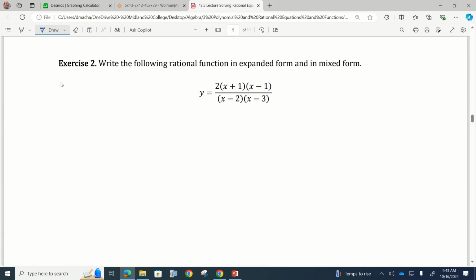And now to move on to your second exercise in your homework. We're going to take rational functions and then rewrite them in other forms. And this is going to be so easy because you've already done this with polynomials. And this time I have a rational function that is in factored form. And I'm trying to first rewrite this in expanded form.